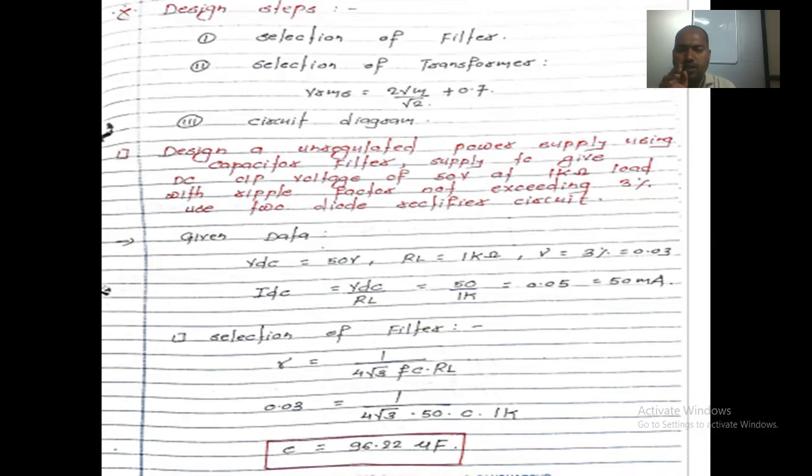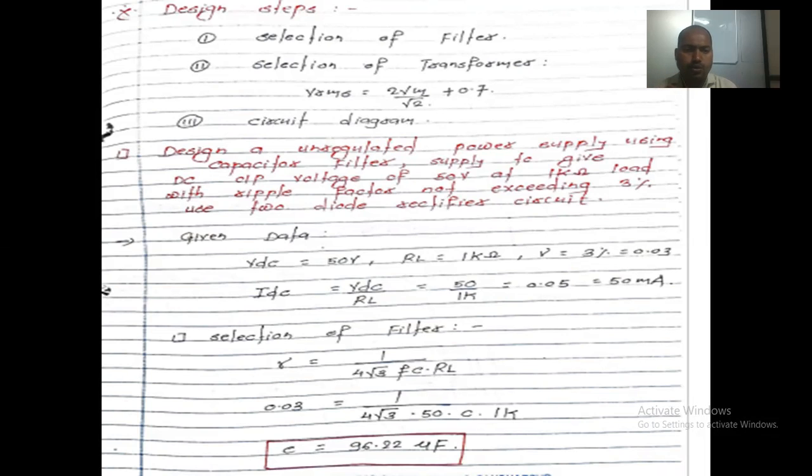We have to read this problem again. Design an unregulated power supply using capacitor type of filter. One of the important conditions is that we have to follow all the things related to the capacitor type of filter only. Means for the calculation of ripple and for the calculation of voltage, we have to follow the rules of the capacitor type of filter.